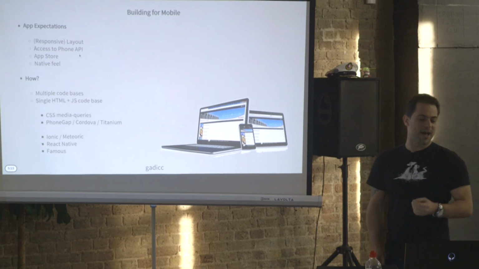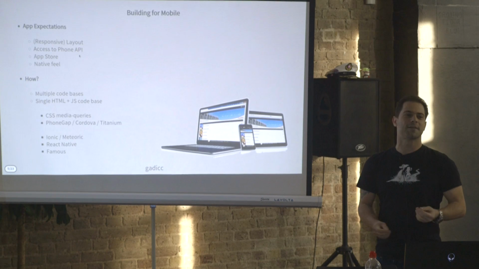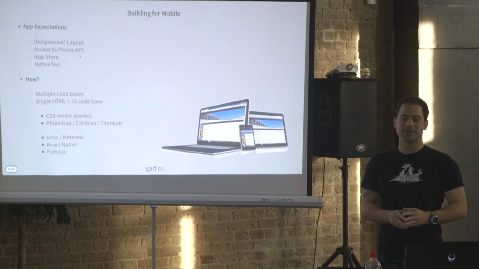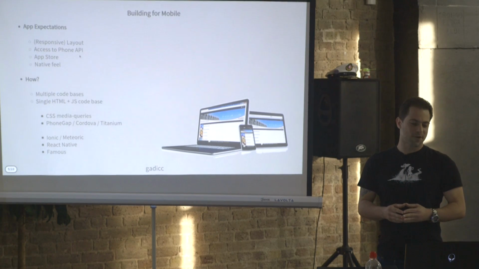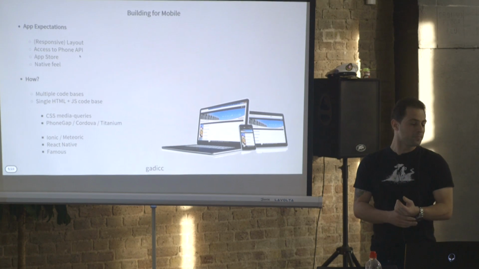And then in terms of access to the phone API and the App Store, we've got Cordova, which lets us take an HTML JavaScript app and package it on native, and if you're doing this in Meteor, you can of course do it in one line. So the only thing that's really been missing is this kind of app feel that we want in our application.